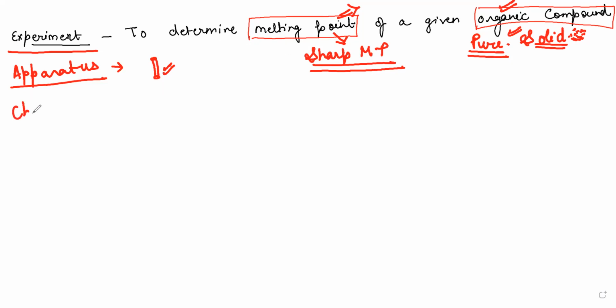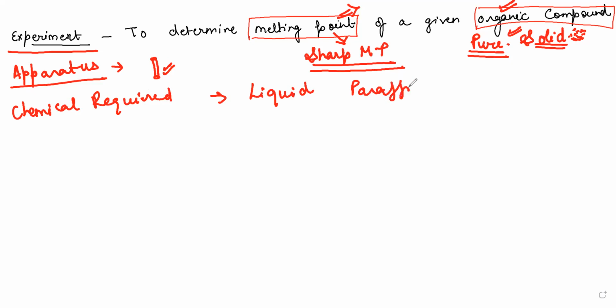Now what are the chemicals that will be required here? One thing which is required here is liquid paraffin. Now, why do we require this liquid paraffin? We have to check the melting point of this organic compound, so why am I talking about liquid paraffin? The reason is that you will be using this liquid paraffin because it has a very high boiling point. So this liquid is also required, because in this you are going to dip whatever content you're having.